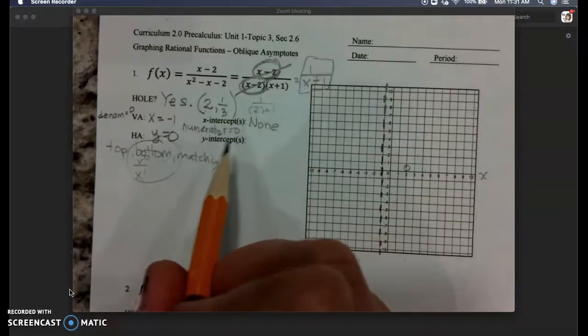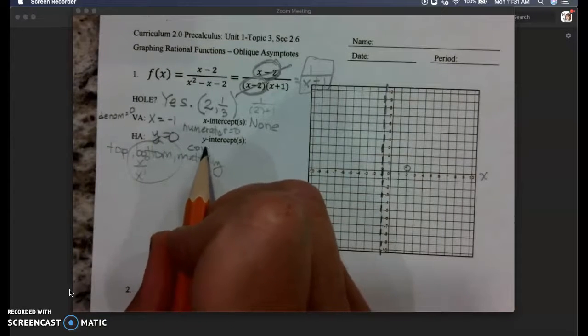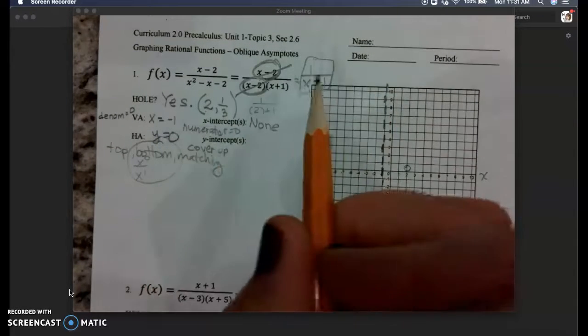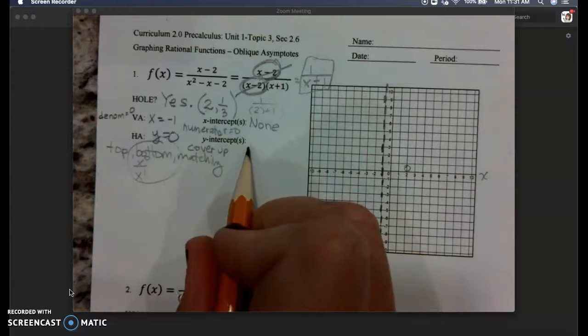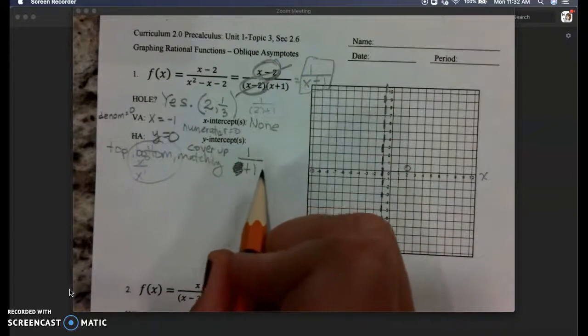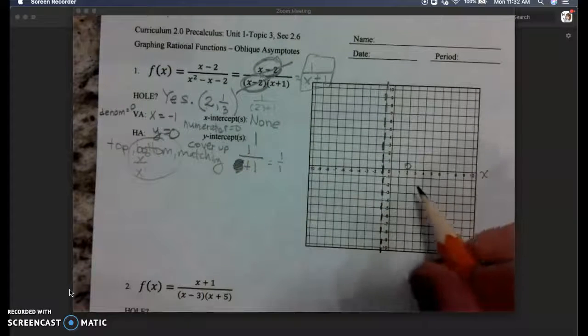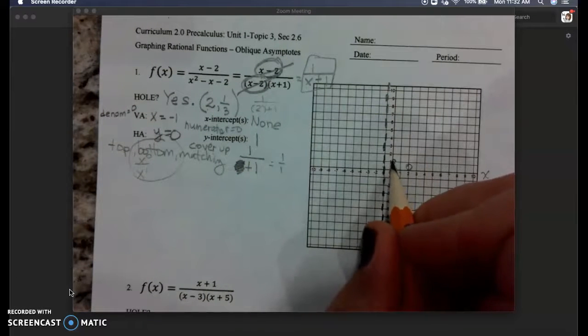So now I do y-intercept. And for the y-intercept, I'm going to take this and do the cover-up method. This is when you plug in 0 for x. So instead of 1 over x plus 1, I plug 0 in here, which means the x goes away. 1 over 1 means 1. So at 1, I have a lovely point.